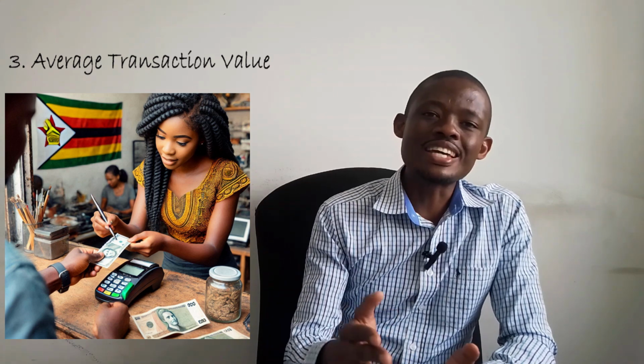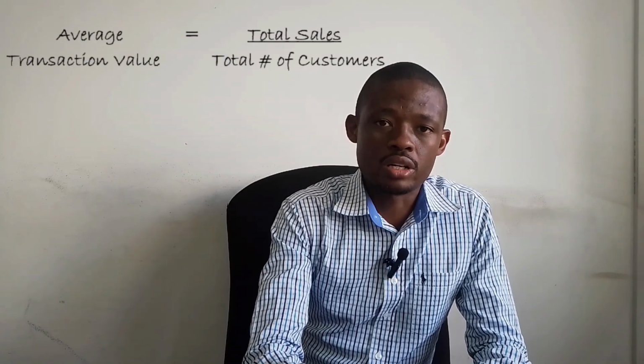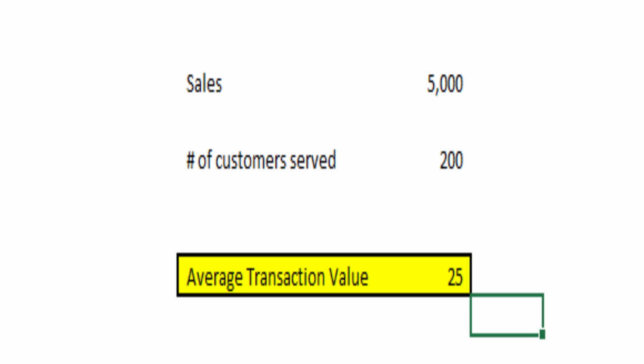This reflects the average amount that a customer spends when they come to your restaurant. This can be calculated by dividing your total sales by the total customers served. A theoretical example: a restaurant in Bulawayo makes sales of $5,000. They look at the accounting system and they find that 200 customers have been served. The average transaction value is $5,000 sales divided by your 200 customers that have come through, giving us $25 per customer. It's an average. The higher the average transaction value, the better.